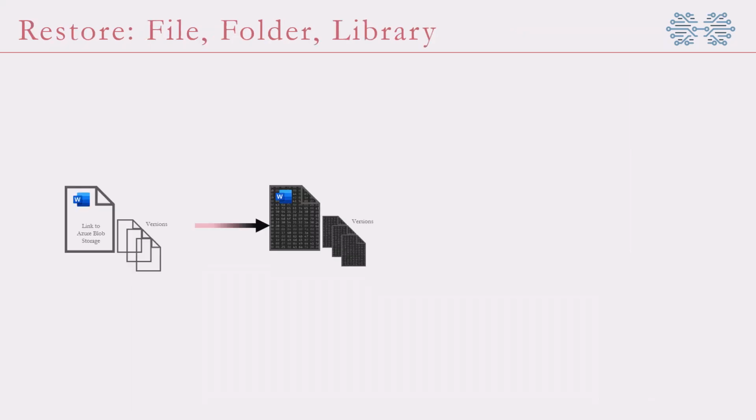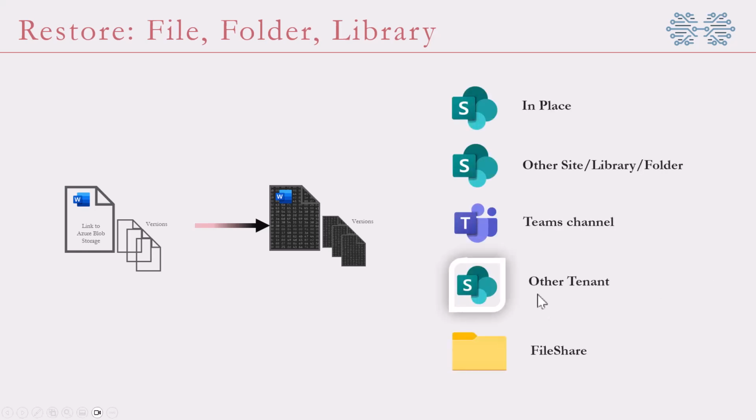You can restore a file, a folder, or an entire library. You can choose where you want to restore the files. You can do it in place. You can do it to another site, another library. You can do it to a Teams channel. You can even do it to a different tenant. But also, you can restore a file directly to a file share.